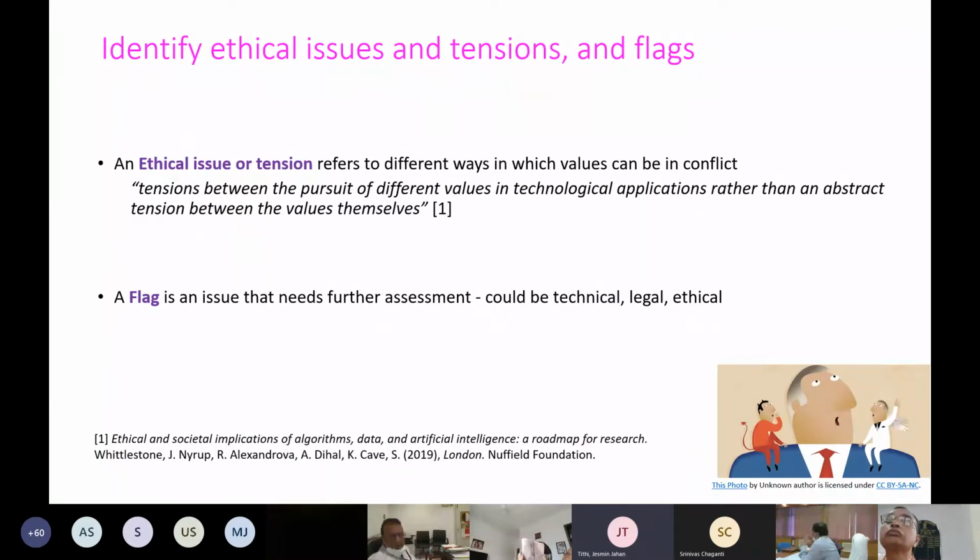It needs communication with the stakeholders, the developers, as well as the people involved in that AI deployment. And that could be technical, legal, and ethical.